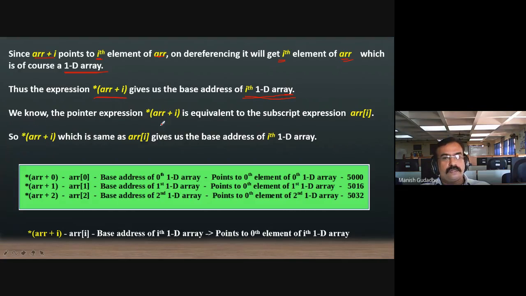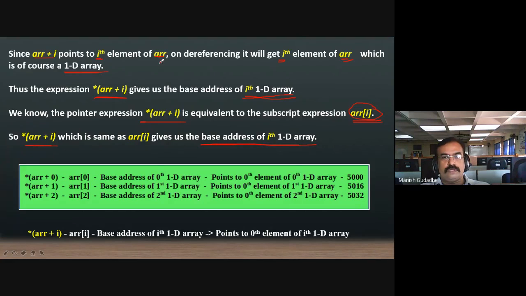So we know that ARR[i] is actually *(ARR plus I). This is the pointer notation, and this is the conventional array notation. That is why what I can say is, this will also give the base address of the 1D array, right?